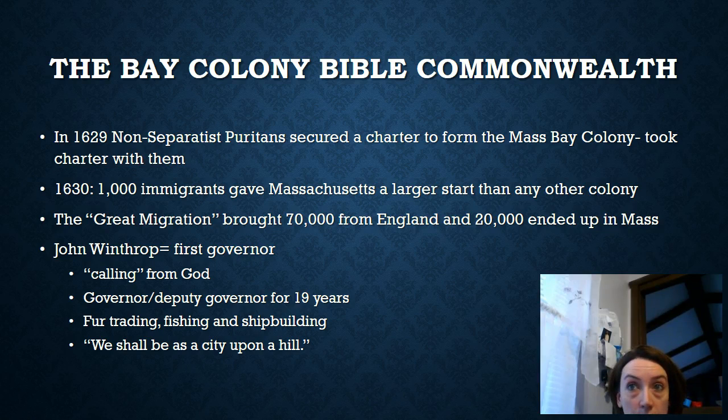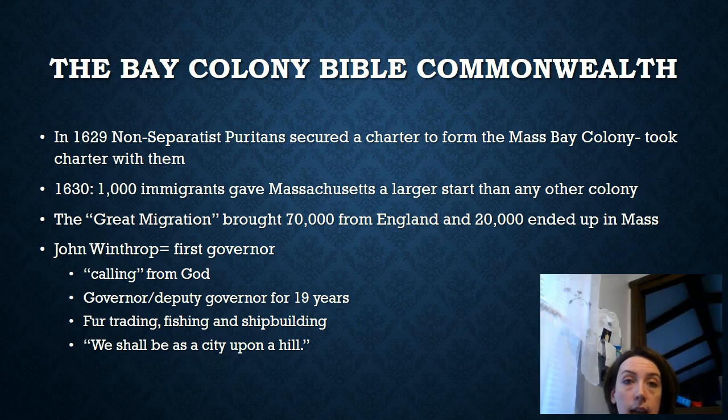Plymouth is not the only colony in this new area that has been chartered. We actually have non-separatist Puritans, so not Pilgrims. They're both Puritans, but the Pilgrims wanted to separate. The Puritans just wanted to purify. They just wanted to keep the basic structure, but remove any more of those Catholic practices. And they get a charter to form the Massachusetts Bay Colony.